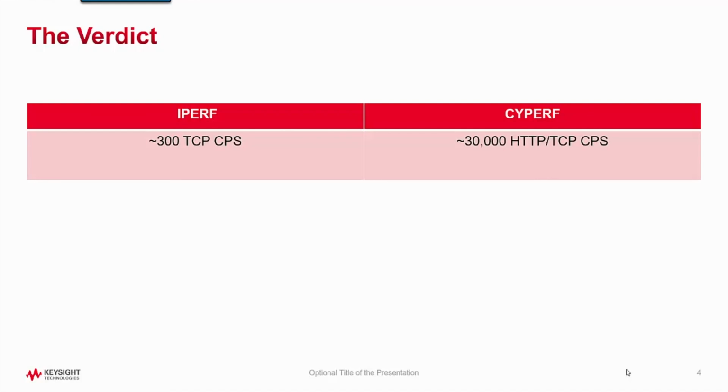iPerf generally scales to its limits at around 300. iPerf 3 doesn't even scale beyond that; you cannot go beyond 128 connections, whereas CyPerf can go 30,000 plus stateful HTTP TCP connections.